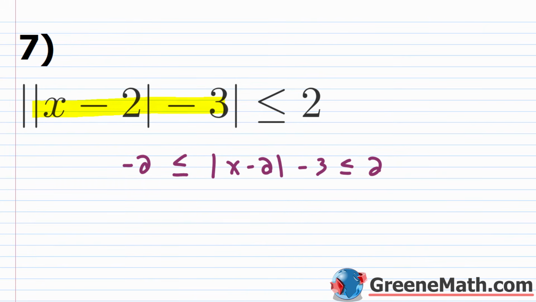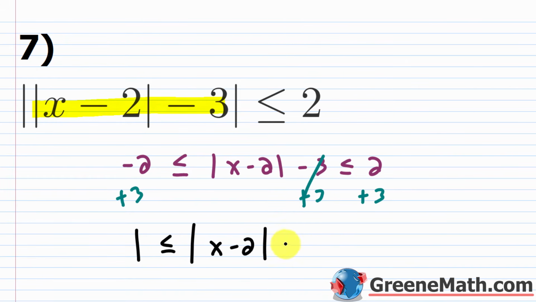So this is a three-part inequality at this point. We're going to end up splitting it. But for right now, let me add 3 to each part to make this a little bit easier to work with. This will cancel. We'll have negative 2 plus 3, which is 1, and this is less than or equal to the absolute value of x minus 2. And then this is less than or equal to 2 plus 3, which is going to be 5.